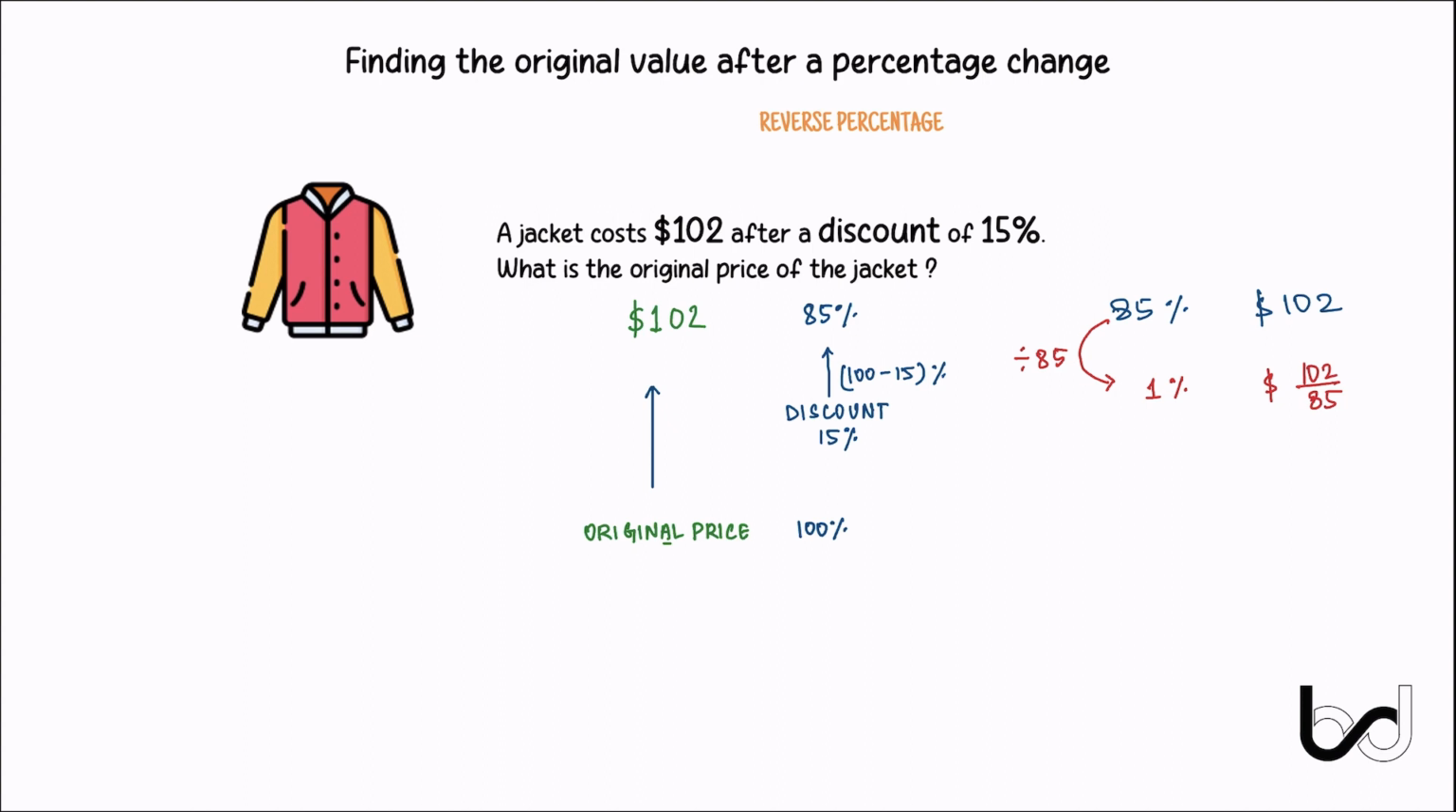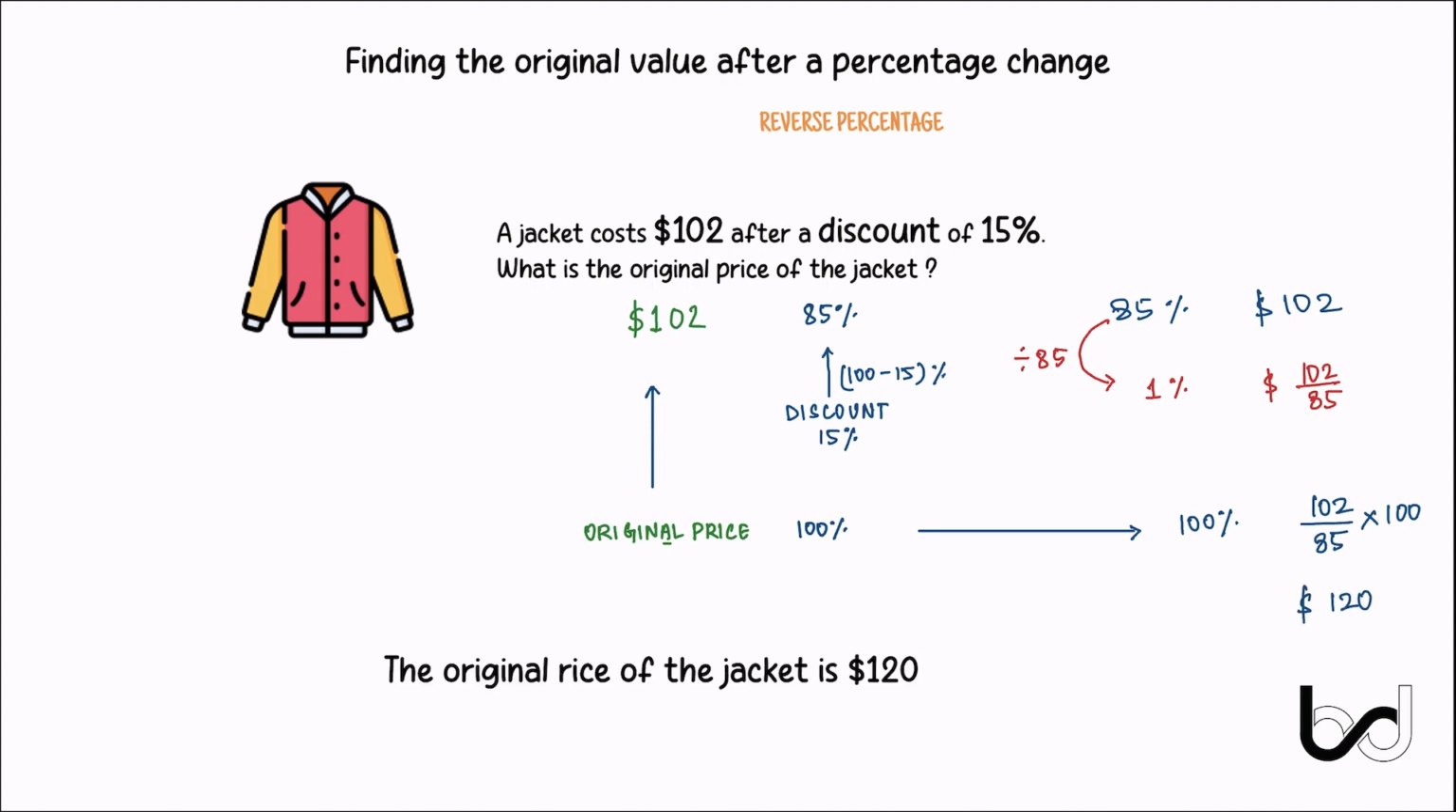So if I have to calculate the value of 1%, I'll divide it by 85. So I'll get 1% is equal to 102 divided by 85. Now if I have to calculate the value of 100%, I will multiply it by 100. So 102 divided by 85 times 100 will give you $120. So the original price of the jacket is $120.